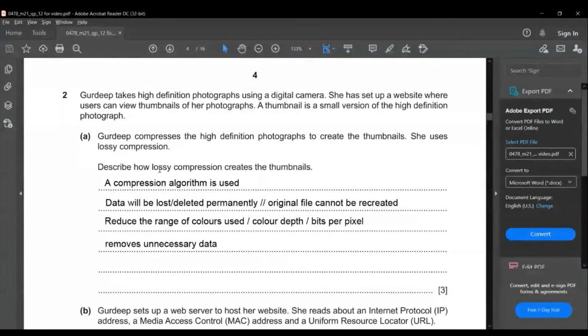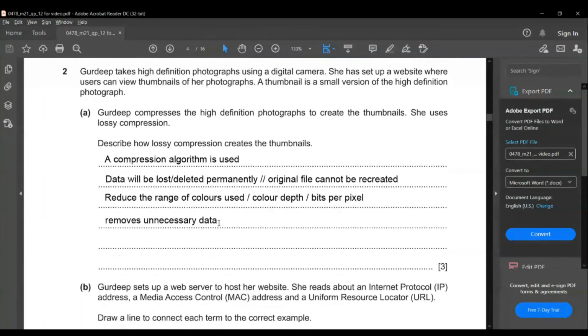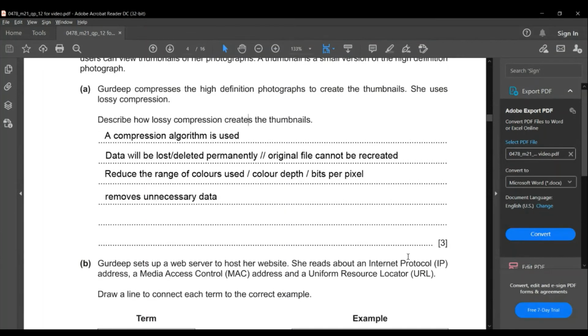The word suggests that it is lossy, so some data is lost. In lossy compression, a compression algorithm is used. The data will be lost or deleted permanently. It can't be restored. So lossy compression removes unnecessary data, which humans can't see in this case. It also reduces the range of colors used, or color depth, or bits per pixel. This is what you need to write for the 3-mark question.